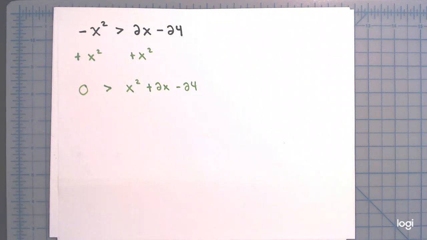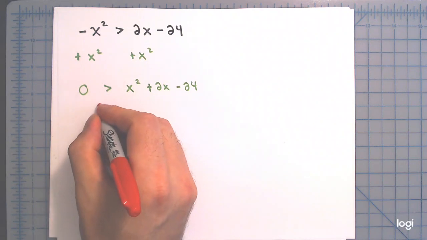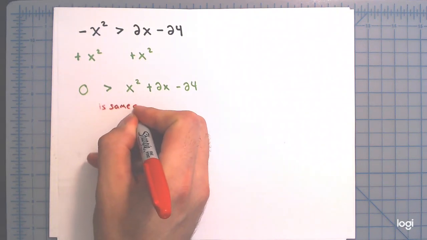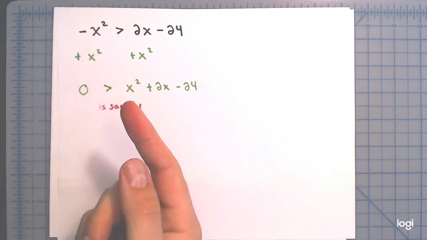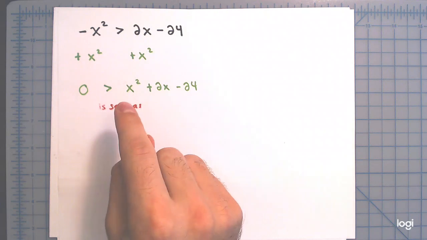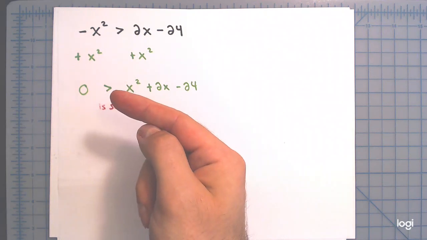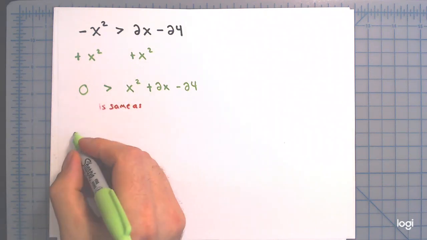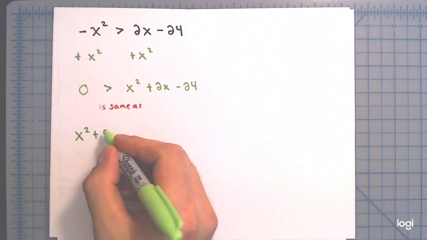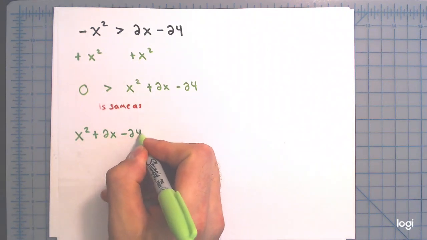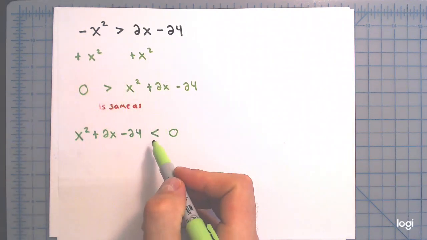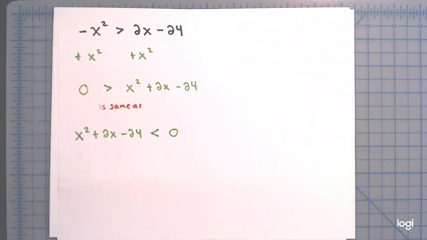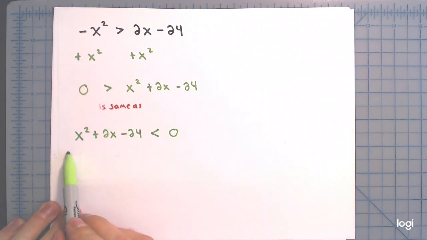If you're one of those people who likes having the expression on the left and the number on the right, this is the same as if I were to just switch the sides. Now remember, when you switch the sides, you also flip the inequality. So if I read this way, it'd be x squared plus 2x minus 24 is less than 0. Be careful with that. All right, so I'm going to keep with this.